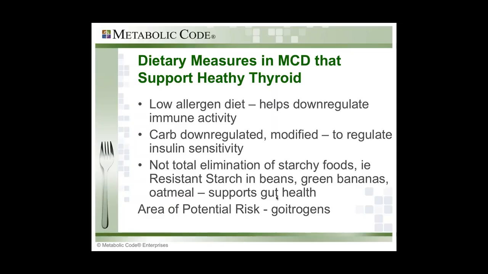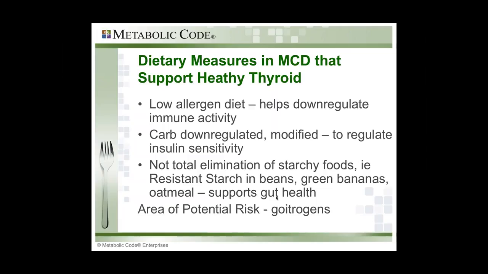So we want to take the edge off of that carb production to regulate our insulin sensitivity and improve it, but we've got to protect gut health. So we have a modified version of a paleo diet, where we allow beans and legumes because they're one of the primary sources of resistant starch. So we have education in our materials about being careful to make sure to get sources of resistant starch and not eliminating those completely.